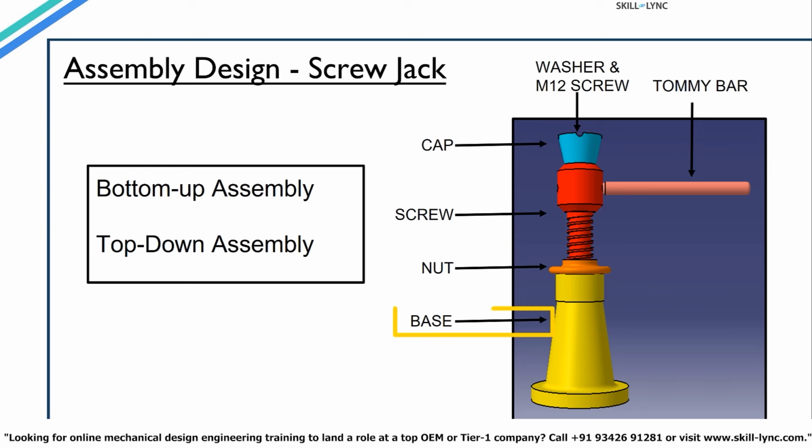In the screw jack picture, we can see that there is a base body at the bottom. A nut is sitting on the base body. A screw is fitted into the base body via the nut. A Tommy bar is plugged into the screw from the side. There is a cap above the screw, which is fitted with washer and an M12 screw within.